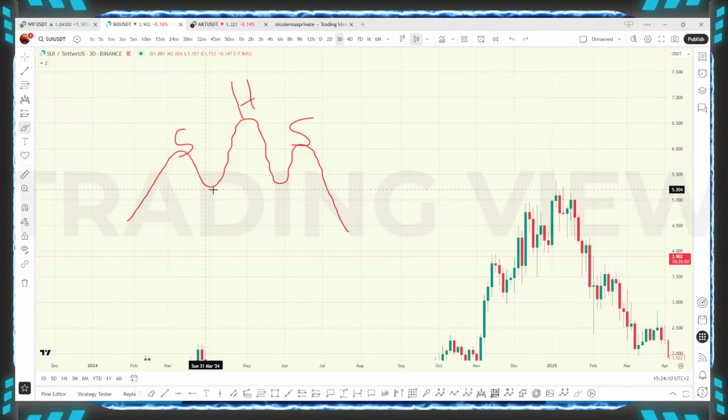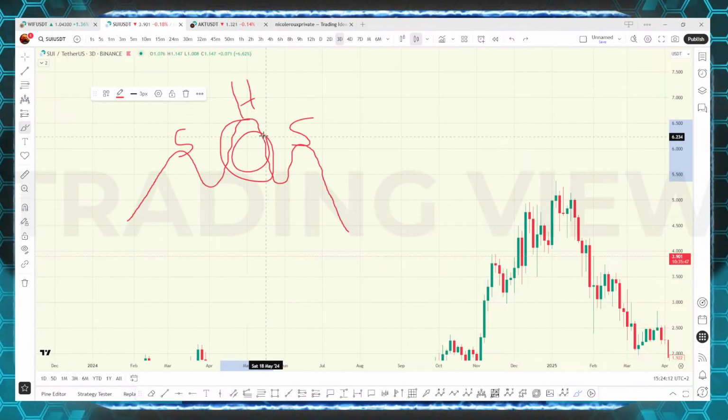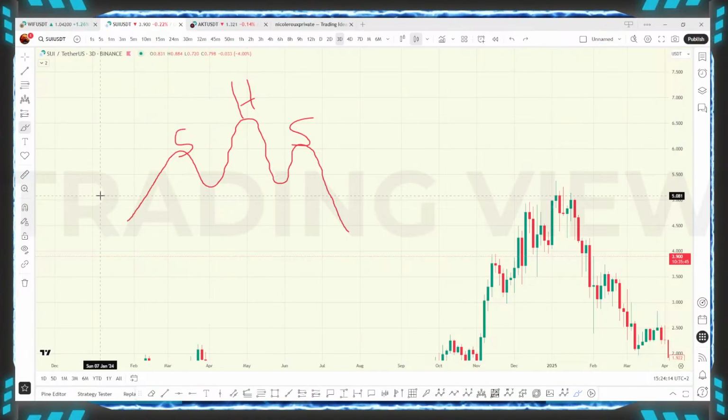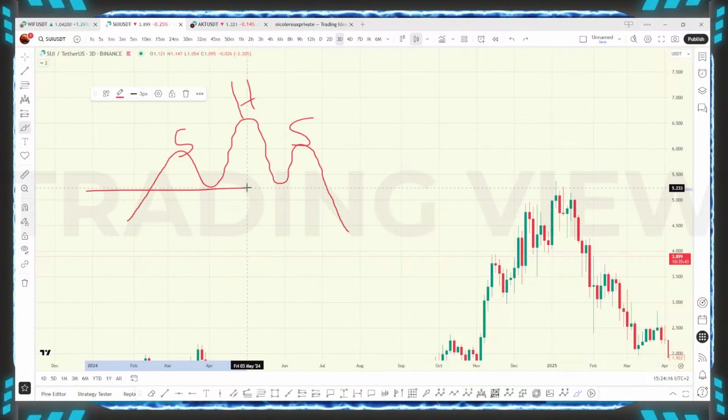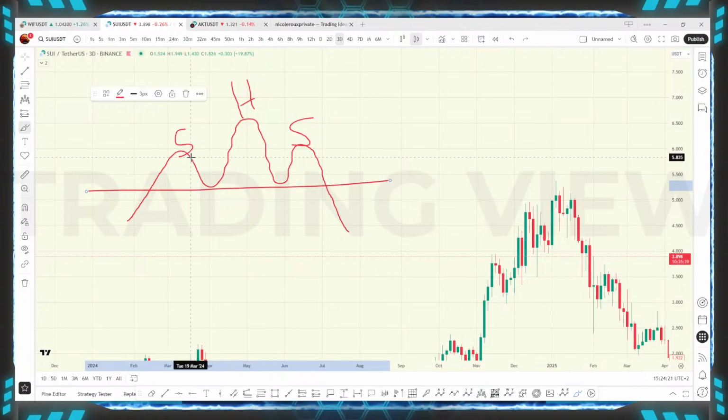Then you have a neckline. Now remember, this is the head here. Think of it as the head. Now we have a neckline that runs here like this. Usually what you're going to see then is when it goes up and down, you will touch that neckline, form the head, touch the neckline again, form the right shoulder, then move down.